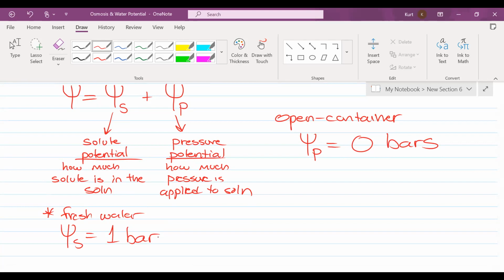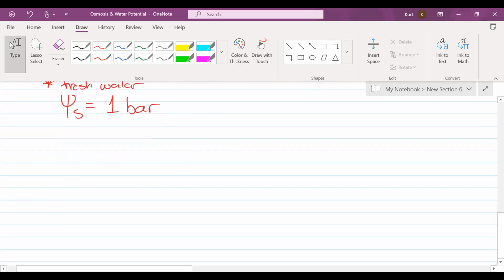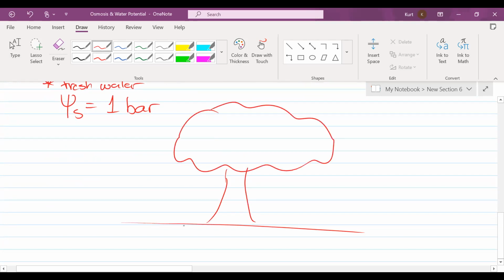Okay, so water is always going to diffuse towards the more negative number. The video that I would strongly encourage you all to watch presents a diagram like this. Here's the ground. Here's a tree. Let's say the water potential in the ground is -2 bars. Let's say the stem is -5 bars. Let's say the leaves are -100 bars. And let's say the atmosphere is -1000. Which way is water going to flow?